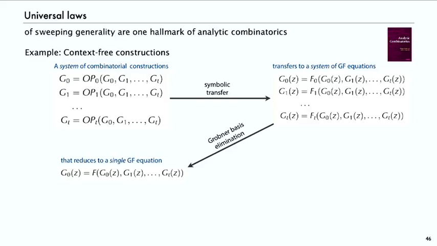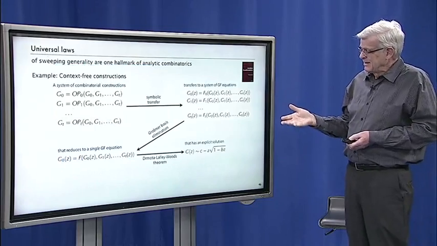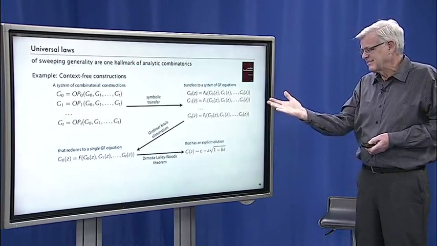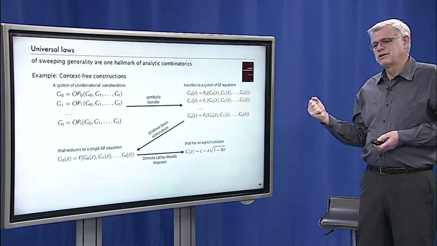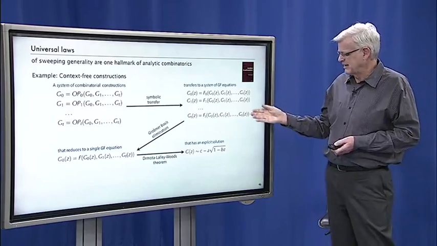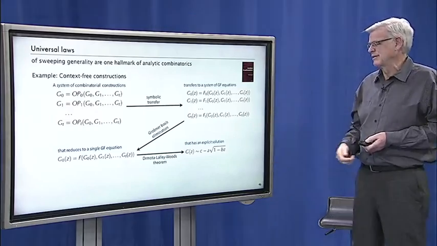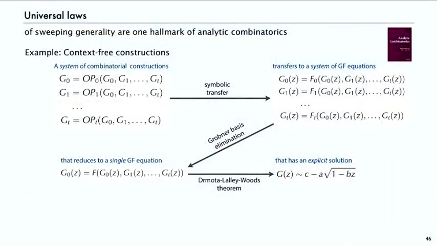Now, there are certain technical conditions to make all this work. I don't want to oversimplify it. But in the end, what happens is that for that single generating function equation, there's a theorem called the Drmota-Lalley-Woods theorem that takes that down to an explicit solution. So for any system of combinatorial constructions, it's always going to have a solution of this type with C, A, and B constants that we can compute, or we can get more asymptotic accuracy if we want.